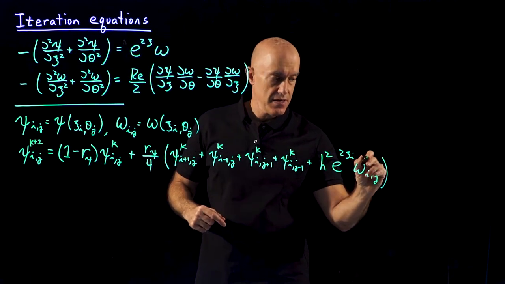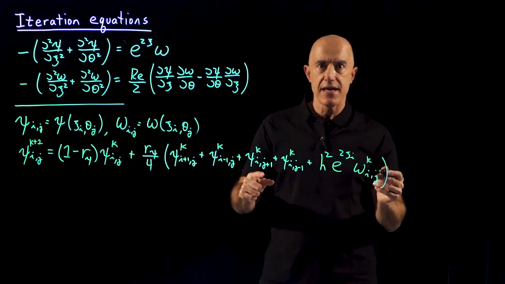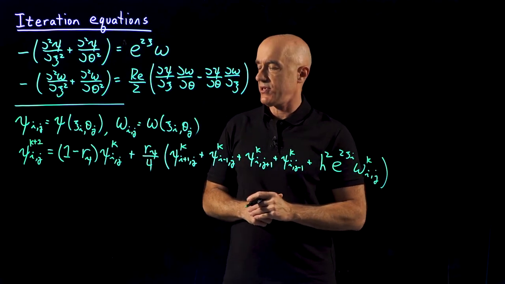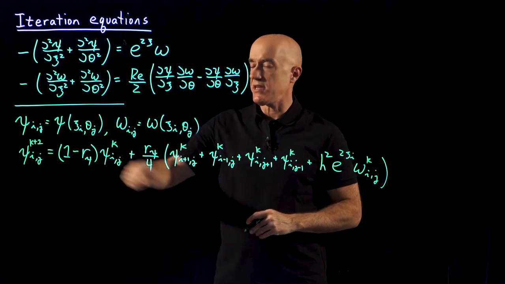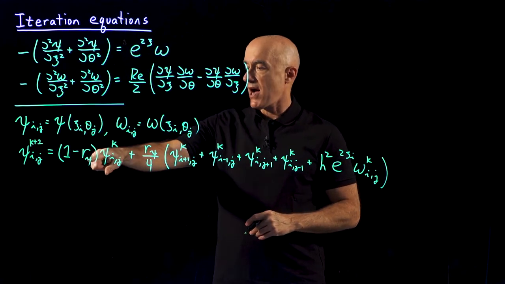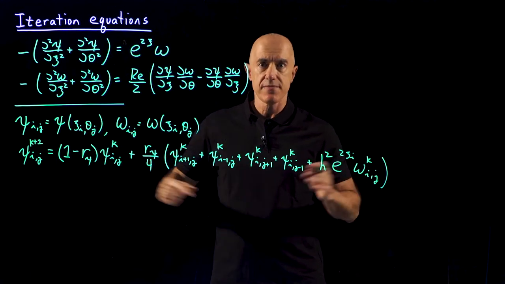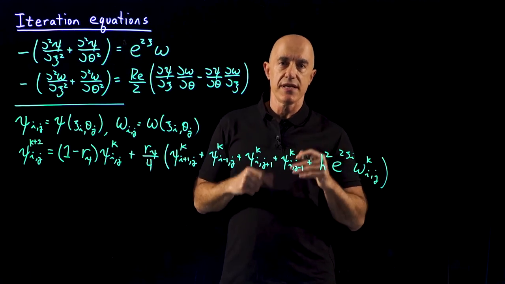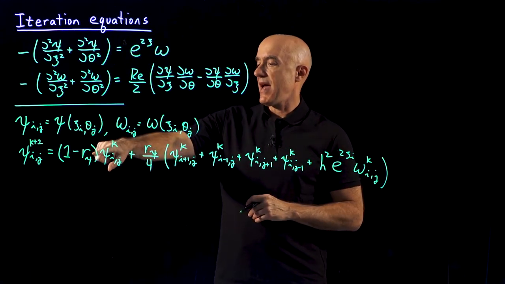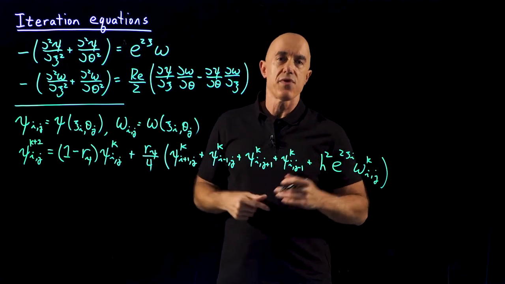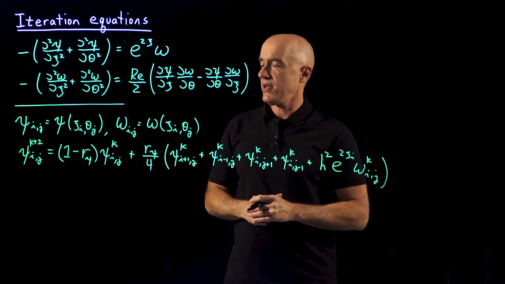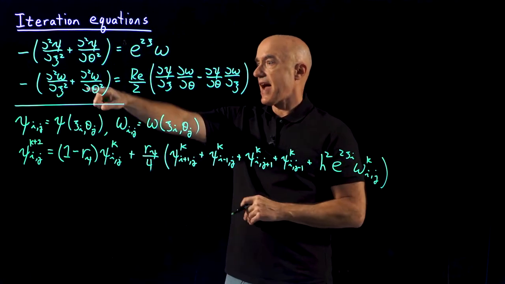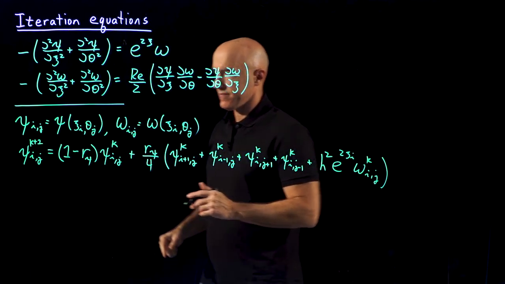Okay, so given psi and omega at the k iteration, this equation then computes it at the k plus 1 iteration. You'll have to set the relaxation parameter, r sub psi, so that it converges. The smaller value of r, the easier it is to converge, except that the smaller value of r, the more iterations you'll need to get it to converge. So you want fast convergence, but you want it to converge. Okay, now how about the omega equation?